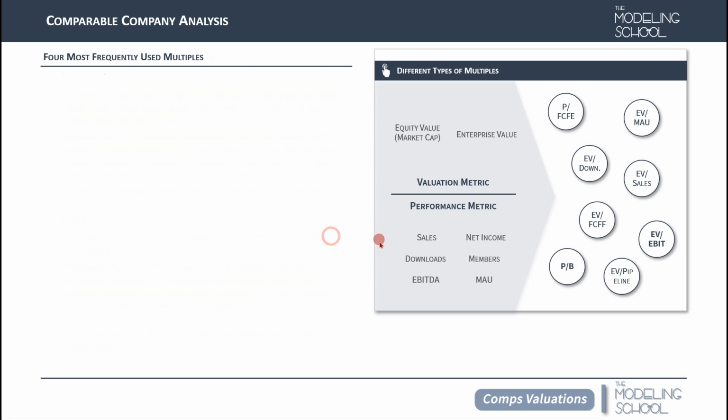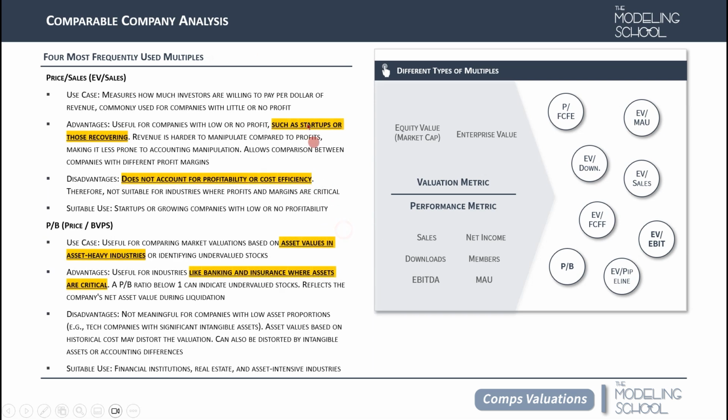So anyways, this concludes the explanation of our various multiples. I think if you have understood this much, you can now move on to practicing by calculating and applying multiples using real data on actual companies.